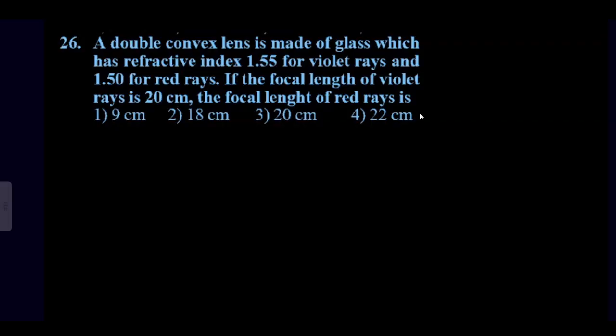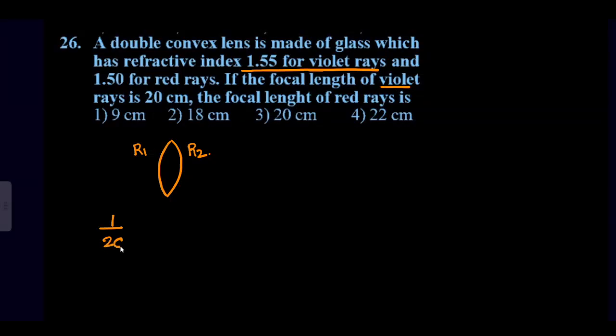Double convex lens means it has two different radii, R1 and R2. This radius R1, R2. So when they used the violet, they gave the refractive index as this much. In that case, the focal length for violet is given.